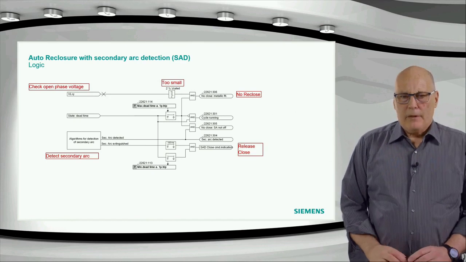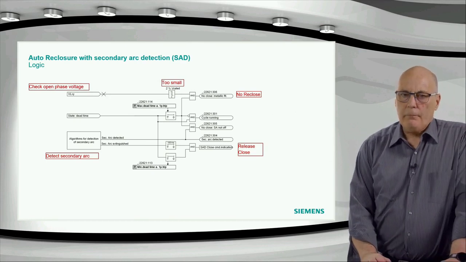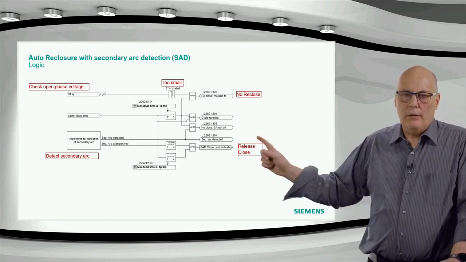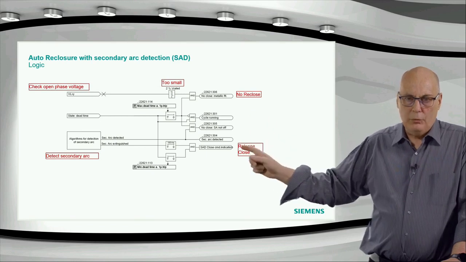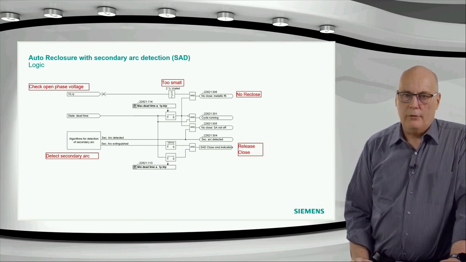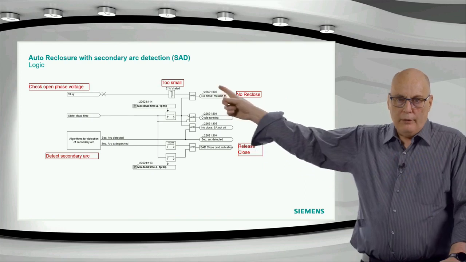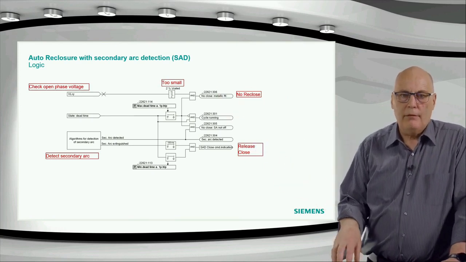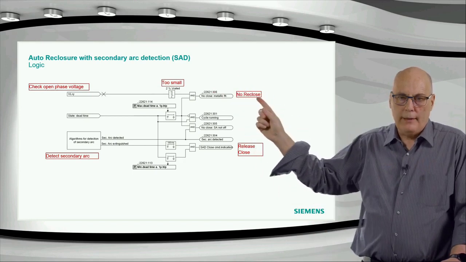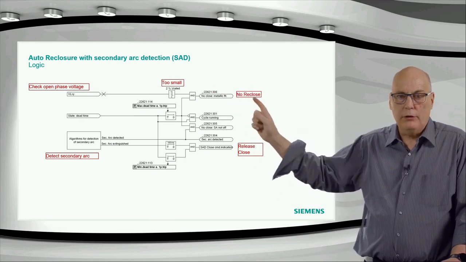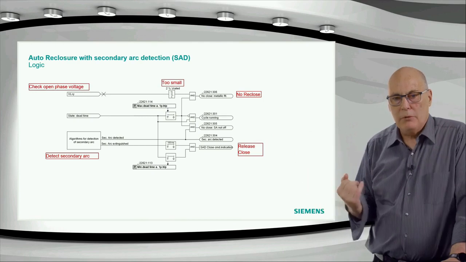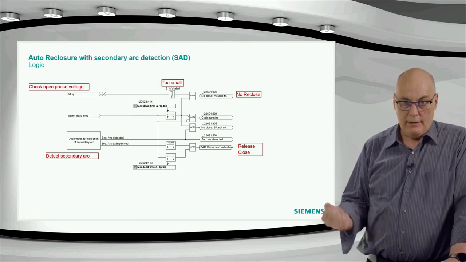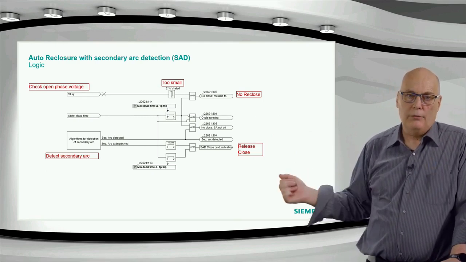This logic diagram just shows you on the right here, the output signals, which we'll look at in a little bit of detail later on. You are monitoring the voltage on the basically switched off feeder, and if it is too small, then it will be a metallic fault, basically no reclosure. You will always see a voltage, especially after the secondary arc is extinguished, the coupled voltage over there.